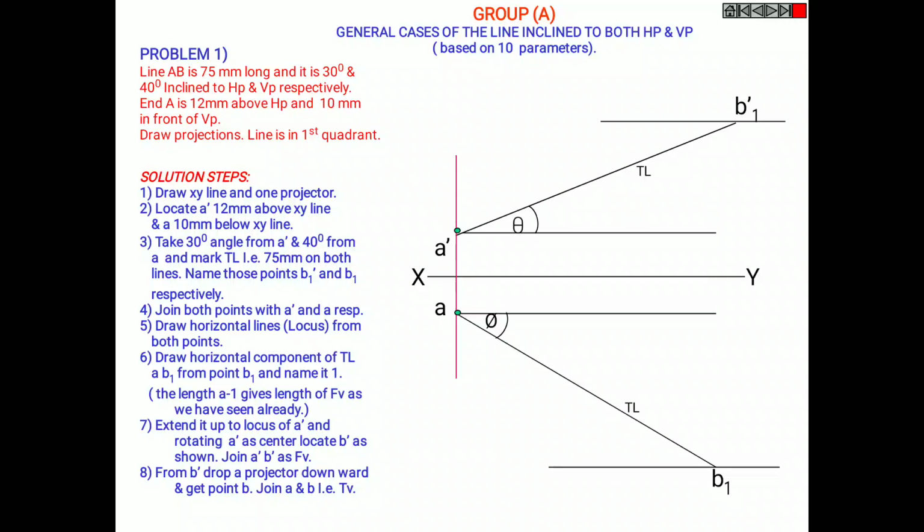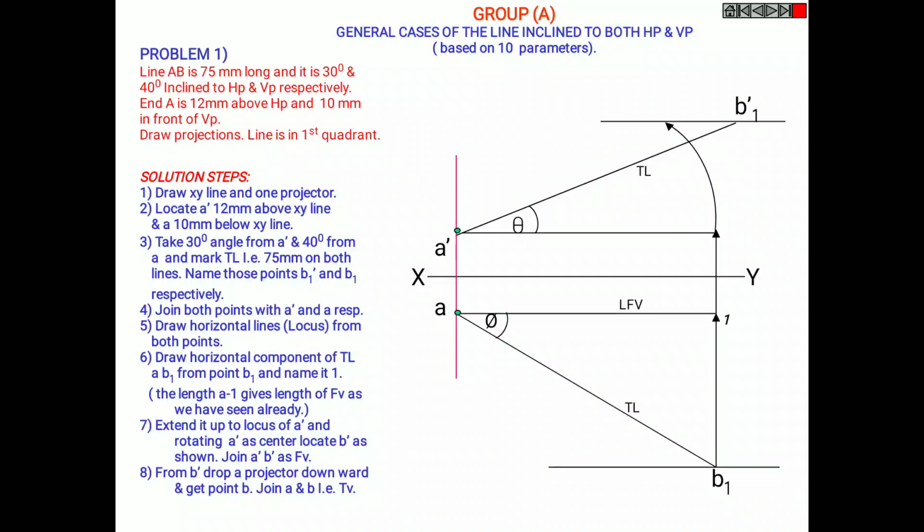Now, draw horizontal components of true length AB1 from point B1 and name it 1. The length A to 1 gives length of front view, as we have seen already. Now, extend it up to locus of A dash, and rotate with A dash as center, locate B dash as shown.